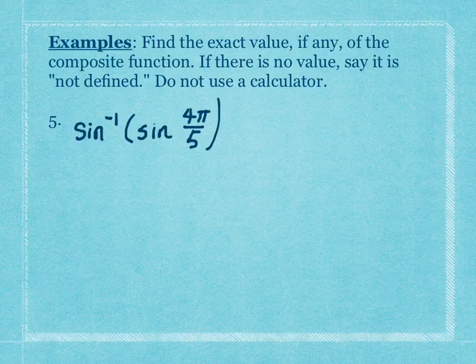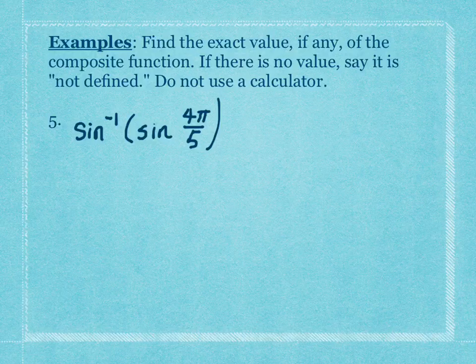Negative pi over 2 to pi over 2. And is 4 pi over 5 within that restriction range? No. 4 pi over 5 is bigger than pi over 2. Yeah? So this is the problem. We can't just cancel out the inverse sine and say that this is 4 pi over 5. In fact, it won't be. So what do we do instead?